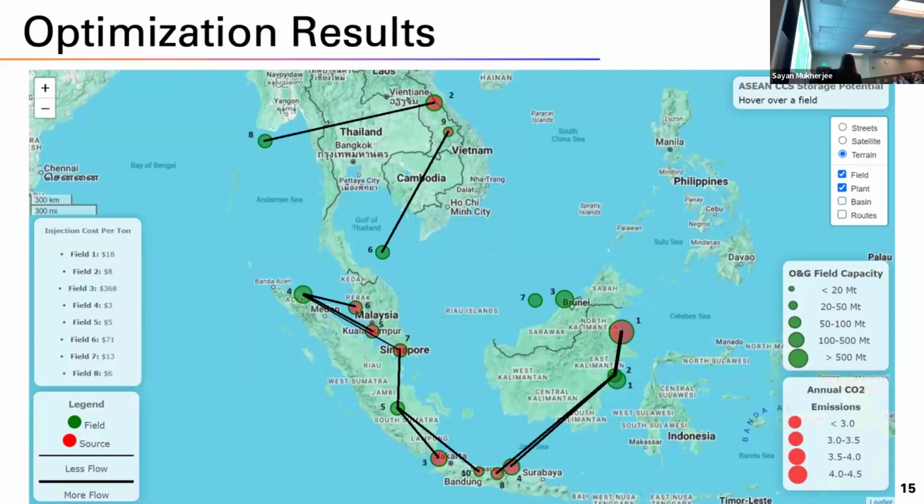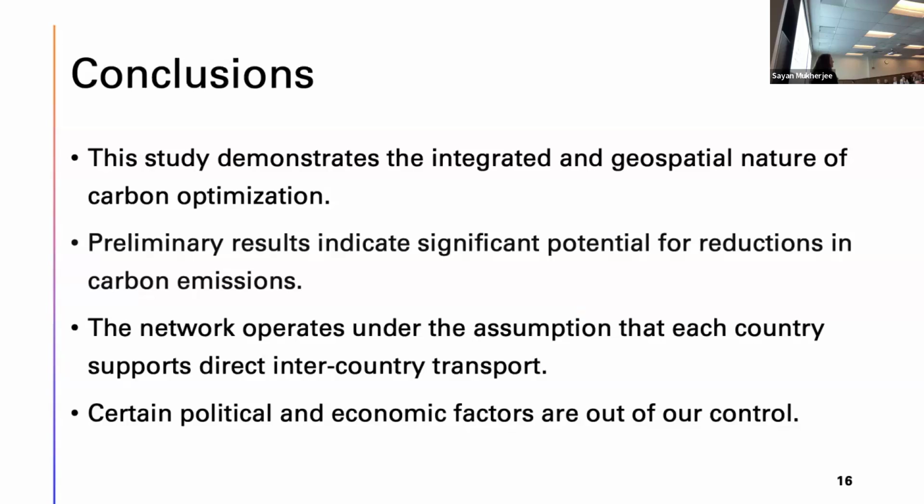But overall, this is the initial results, and just to go to the conclusions, the preliminary results show some significant potential to reduce emissions and costs within the region. But of course, we have to understand the assumptions of political and economic factors that we cannot control all of those. And of course, that will go more into the future results to see what policies we could add in, as well as different economic factors with who's willing to share what as well.